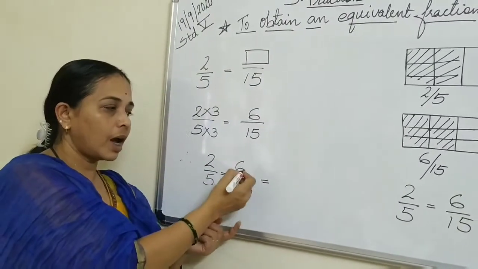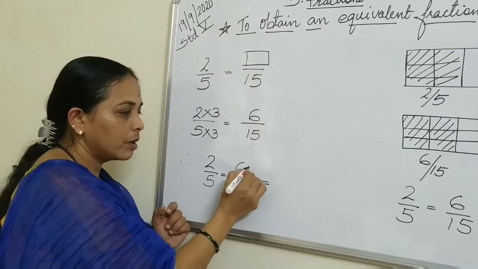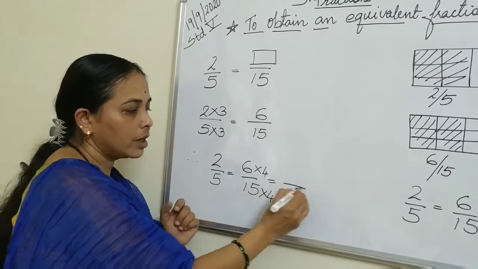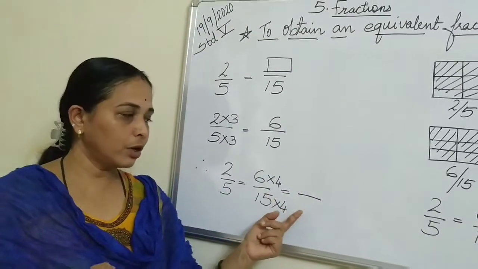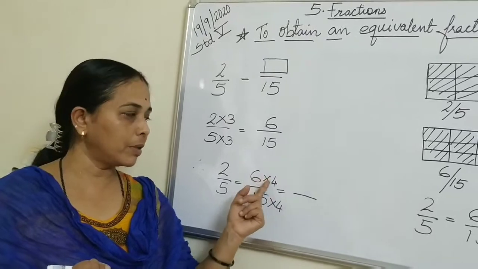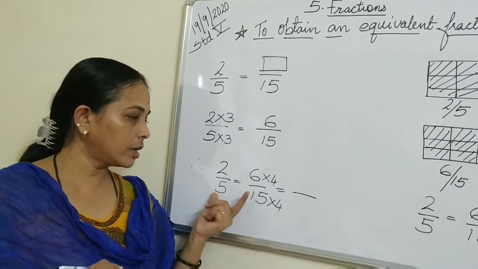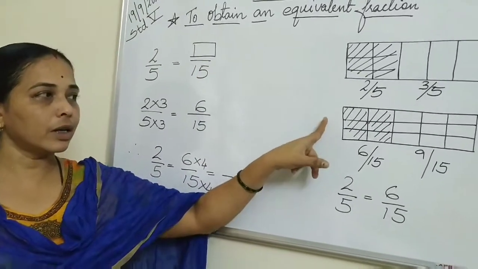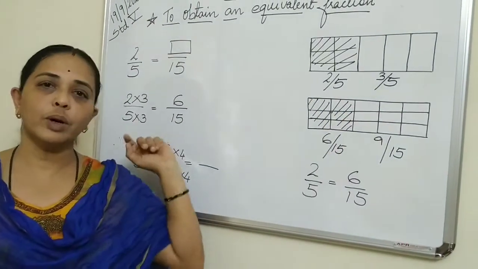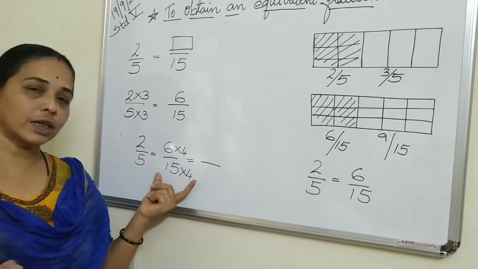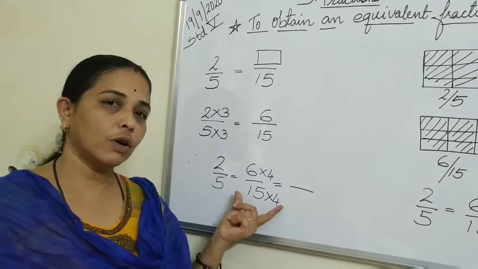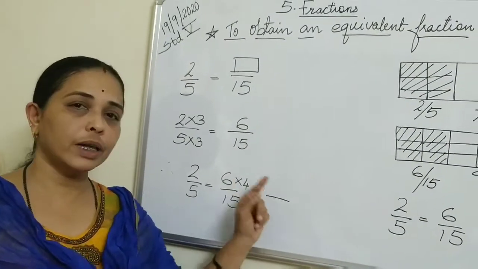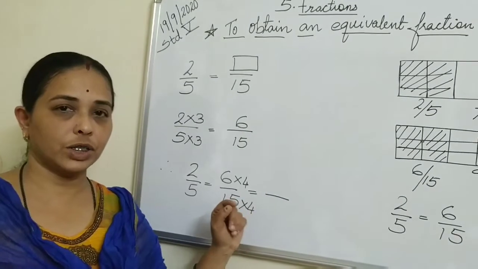Any number you can multiply. Okay, we will multiply by 4 and get the equivalent fraction. You can get the equivalent fraction by multiplying any number. That means you are again dividing this Cadbury bar into 4 parts. So that is multiplication of the same number with the numerator and denominator. You will get an equivalent fraction.